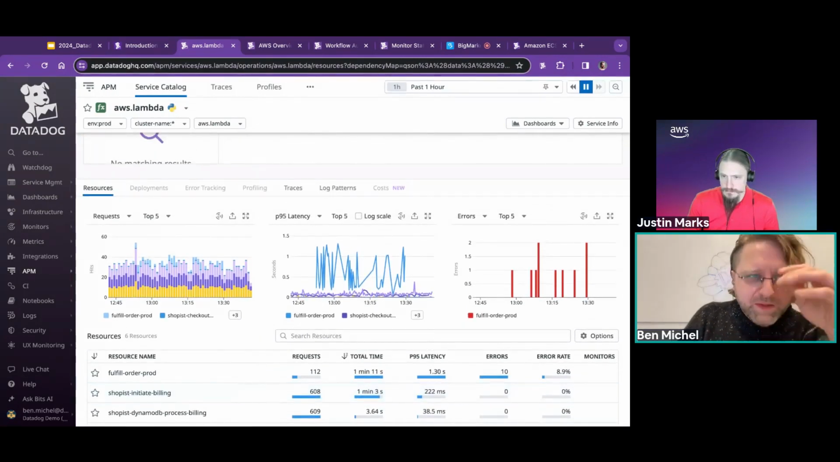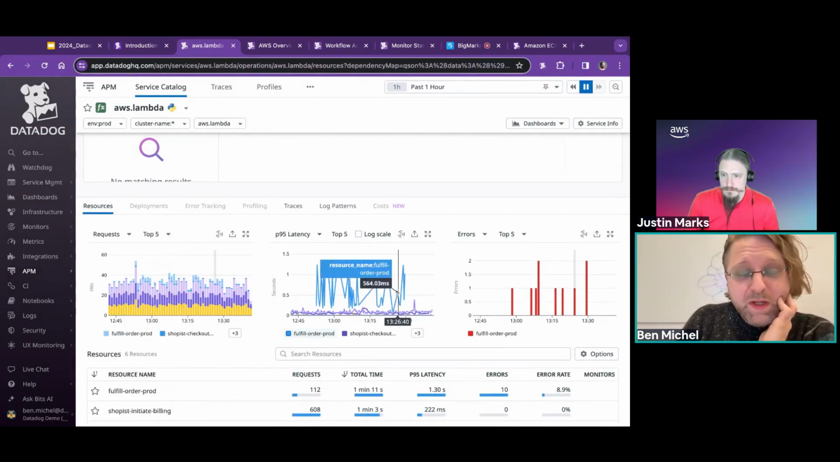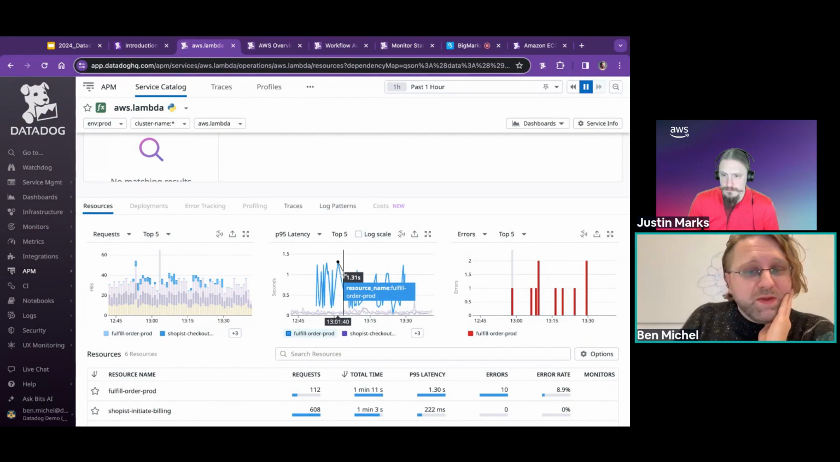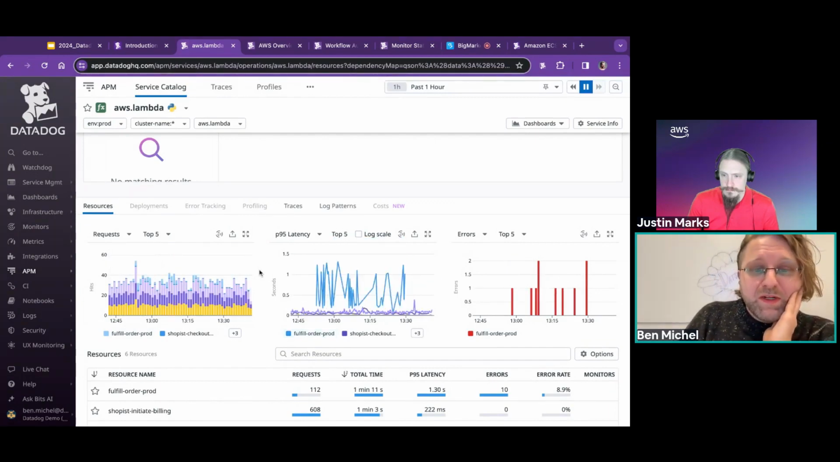So this is a great place to maybe just particularly look at the Lambdas that we're using, and get some deeper insights into that on the APM side. So that's exciting. That's kind of how we're starting to make deeper sense of our metrics.